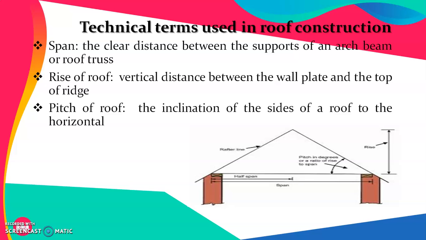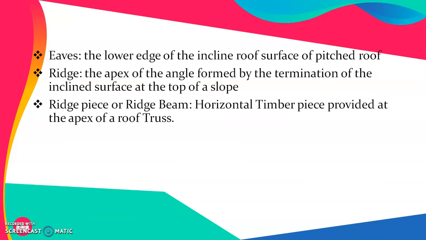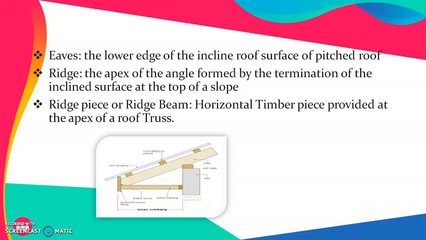The pitch of roof is the inclination of the sides of a roof to the horizontal. Next are the eaves. The lower edges of the inclined roof surface or pitched roof are called eaves. Ridge is the apex of the angle formed by the termination of the inclined surface at the slope, while ridge piece or ridge beam is the horizontal timber piece provided at the apex of roof truss.